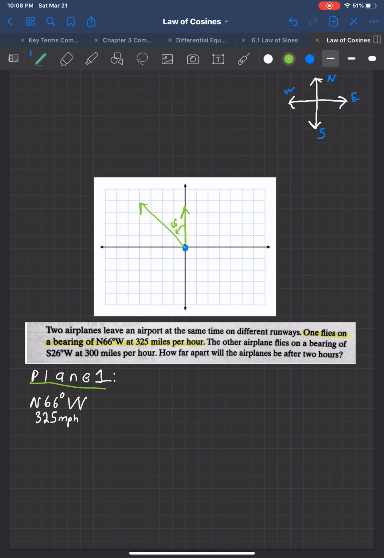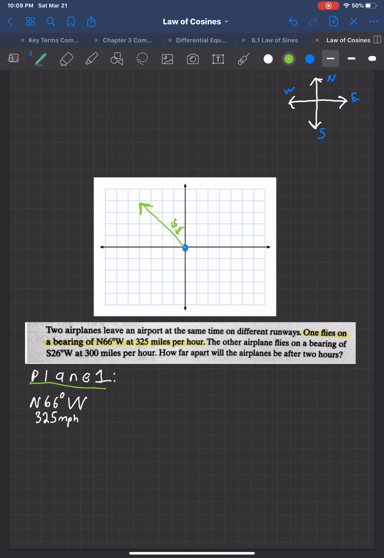Ready? There it is. There's my current trajectory, let's say. So I'm going to rotate 66 degrees in the west direction from north. Okay.